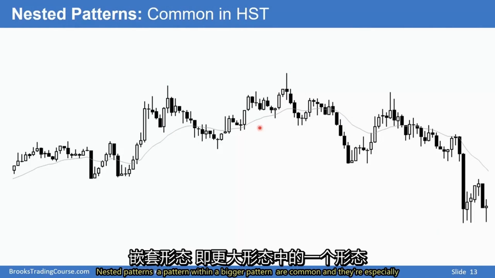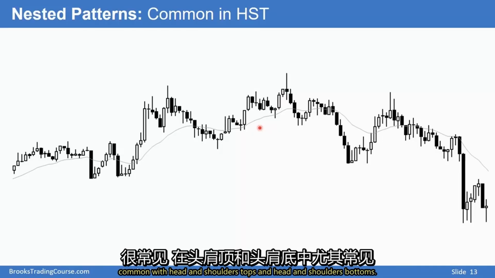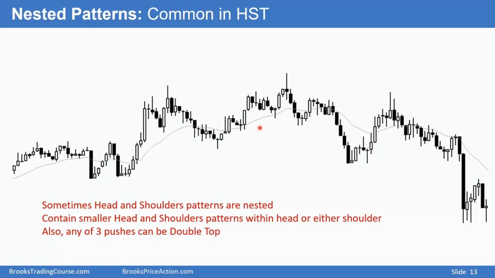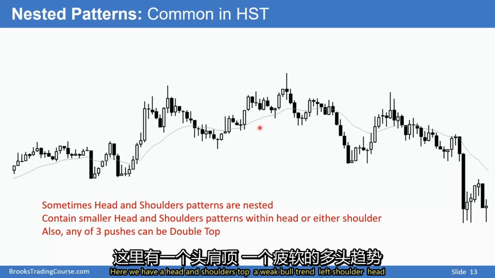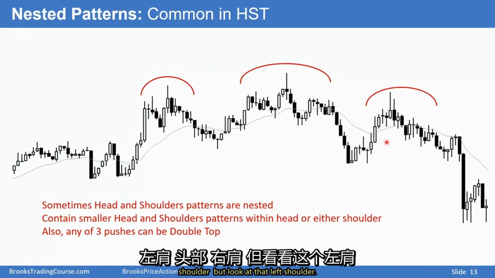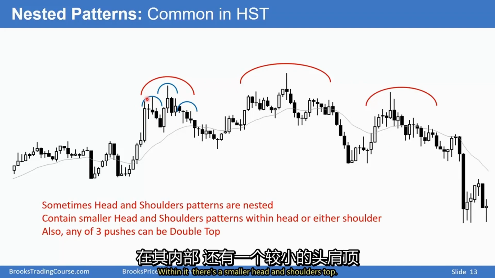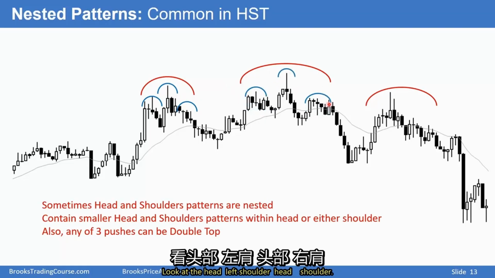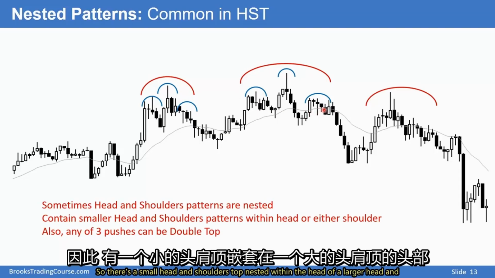Nested patterns, a pattern within a bigger pattern, are common, and they're especially common with head and shoulders tops and head and shoulders bottoms. Here we have a head and shoulders top, a weak bull trend, left shoulder, head, right shoulder. But look at that left shoulder. Within it, there's a smaller head and shoulders top. Hard to see the right shoulder, but there it is. And look at the head. Left shoulder, head, right shoulder. So there's a small head and shoulders top nested within the head of a larger head and shoulders top.